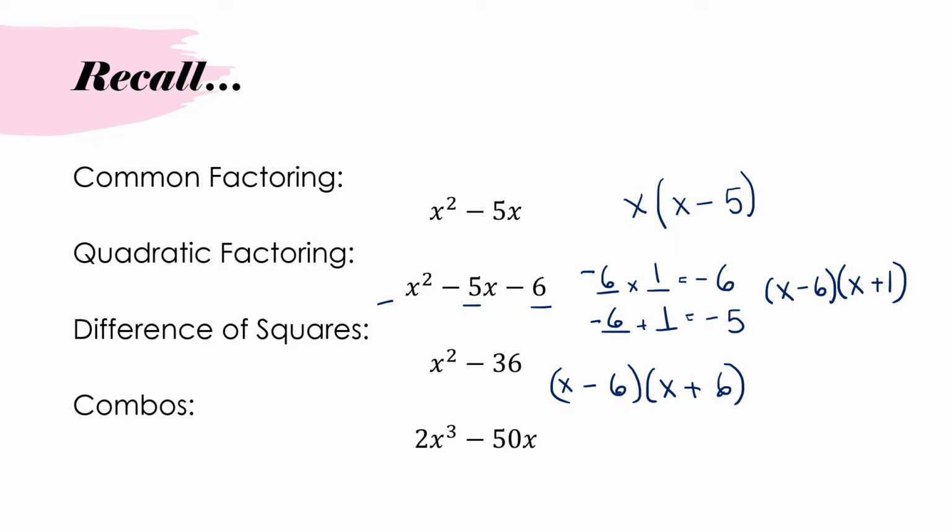And sometimes you get to do more than one type of factoring. So in this case, I could take a common factor of 2x out, leaving x squared minus 25 behind. That's a difference of squares, so to fully factor this, I would have 2x onto x minus 5 onto x plus 5.